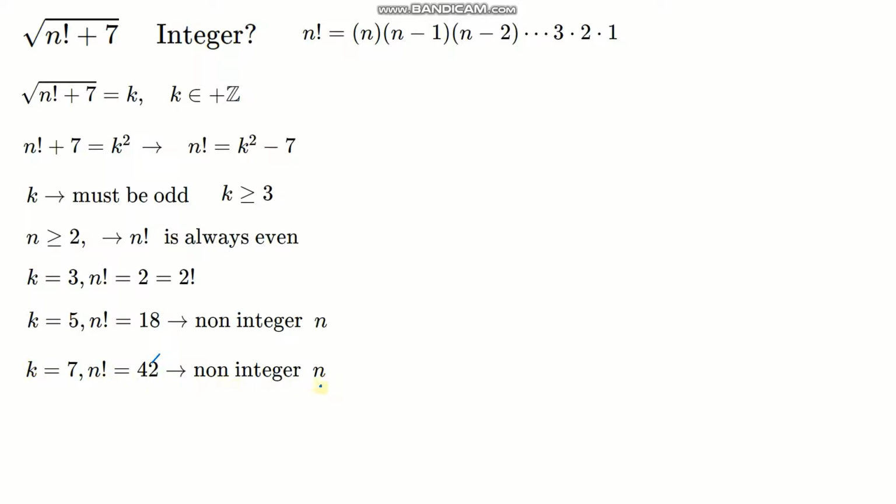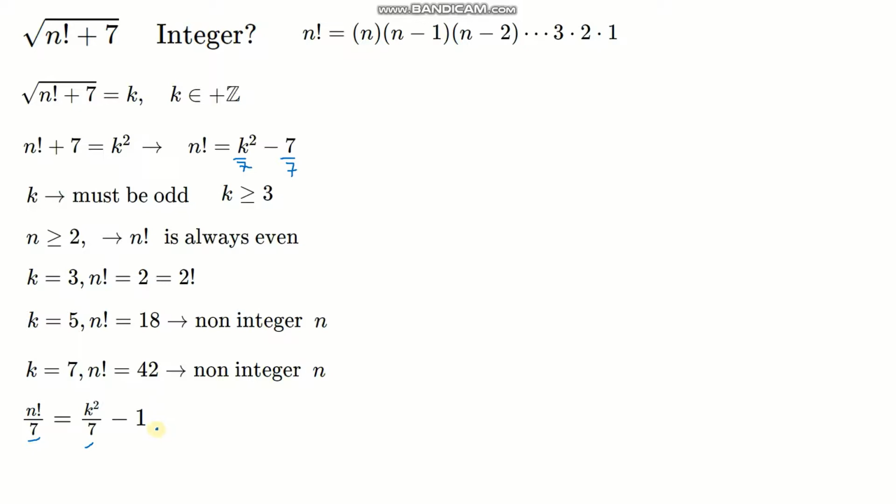We notice when n is greater than or equal to 7, n factorial is always divisible by 7, because the multiplier of n factorial already includes the 7. For n greater than or equal to 7, let's divide both sides by 7. So the left hand side becomes n factorial over 7, and the right hand side k squared over 7 minus 7 over 7 is 1. So we have k squared over 7 minus 1.